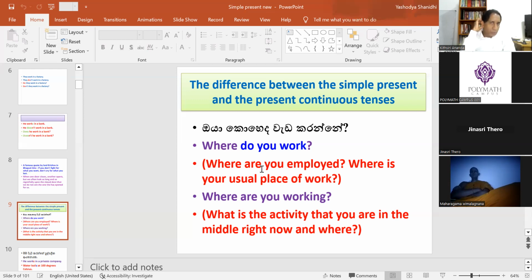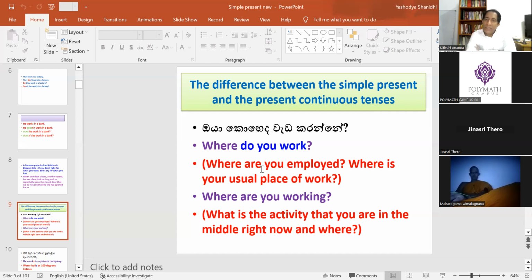Anyway, we are going to compare these two tenses. Now you see, where do you work? By using simple present tense, when you raise this particular question, you want to know the usual place of work of the individual. Where are you employed? Where is the usual place of work? So we ask a general idea regarding the place of work of an employee or of an individual.